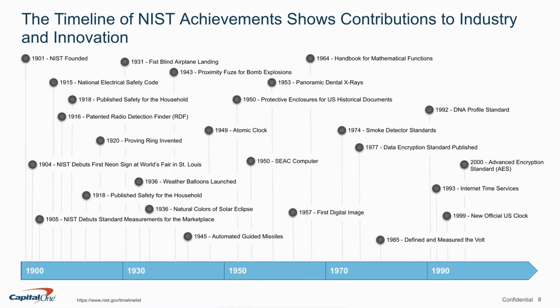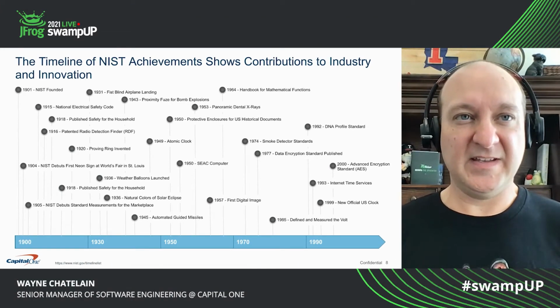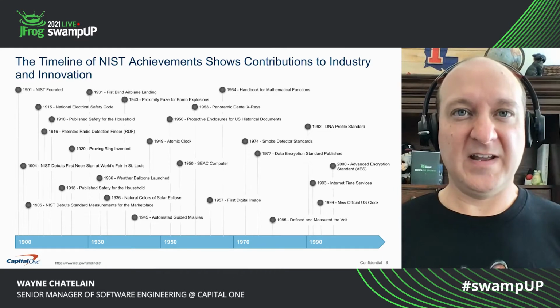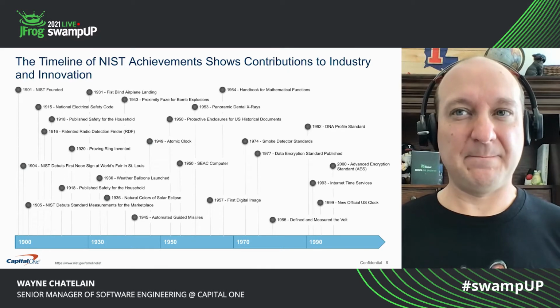On here, you can see things like the first neon sign was debuted in 1904 at the World's Fair. The National Electrical Safety Code was introduced in the US in 1915. In 1936, the first natural colors of a solar eclipse were taken. And in 1949, NIST introduced one of the first atomic clocks. In 1950, the SEAC computer was debuted, and in 1953, the first panoramic dental x-rays were taken.